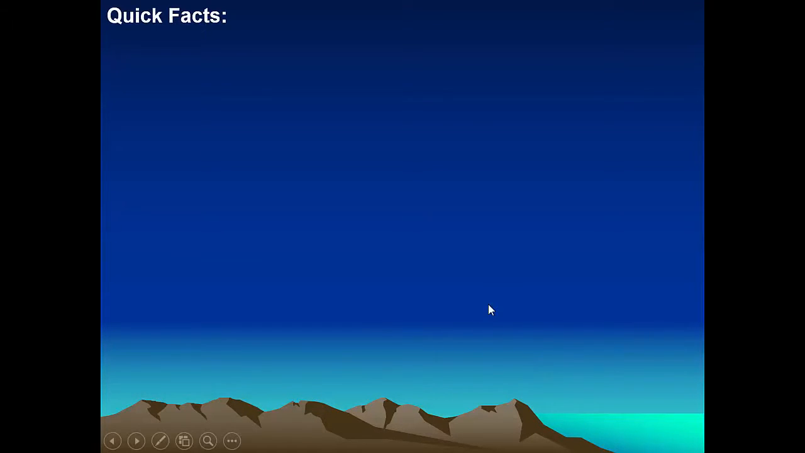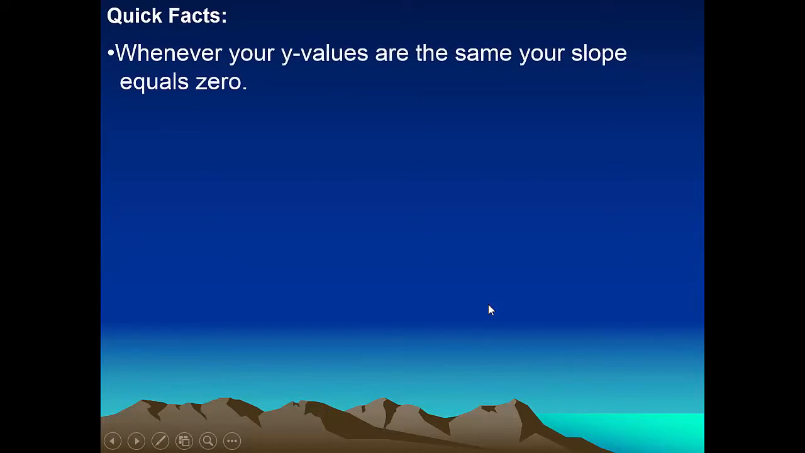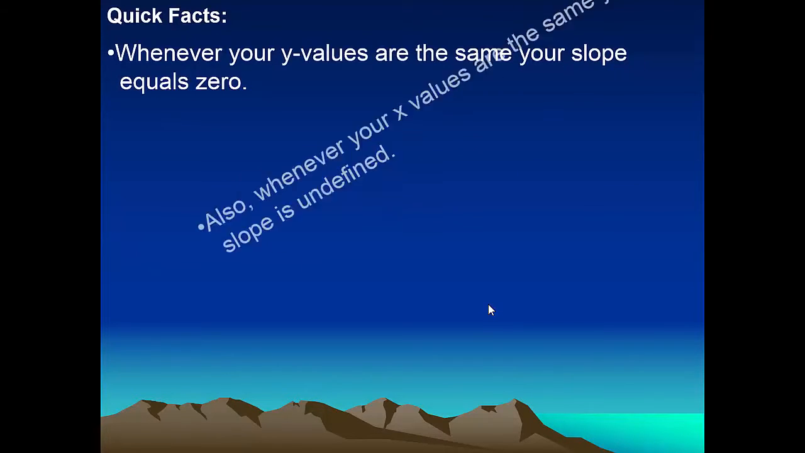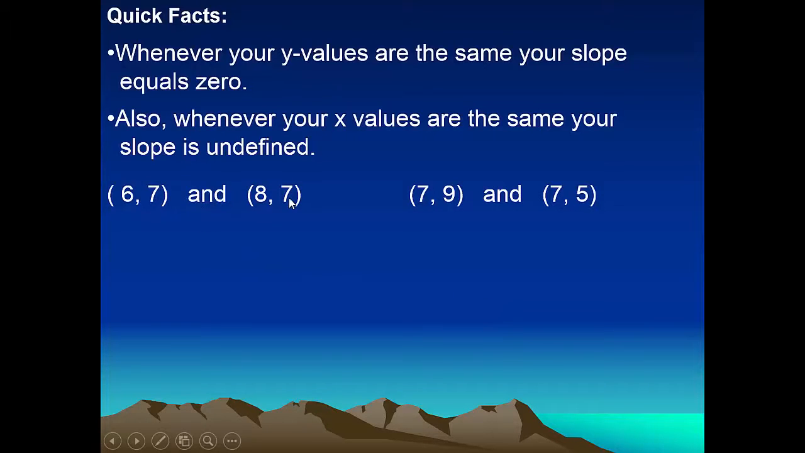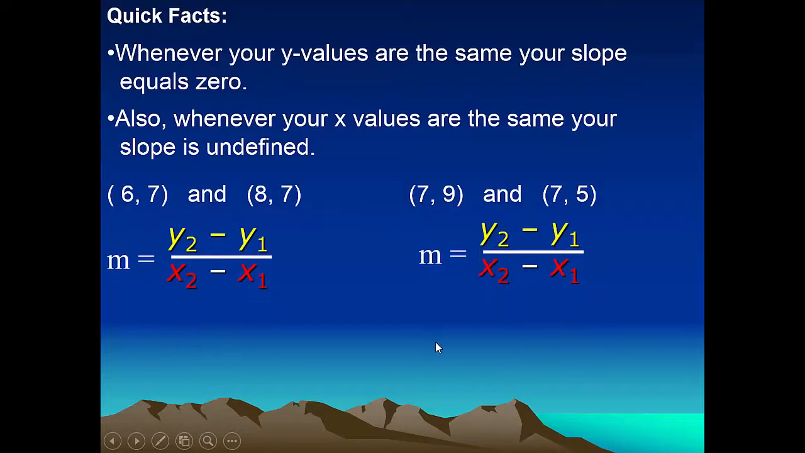We have a few facts here. The first fact: whenever your y values are the same, your slope equals 0. Also, whenever your x values are the same, your slope is undefined. So let's take a look at that. We have 6, 7, and 8, 7, 7, 9, and also 7, 5. If you notice, your y values are the same here, and here your x values are the same.